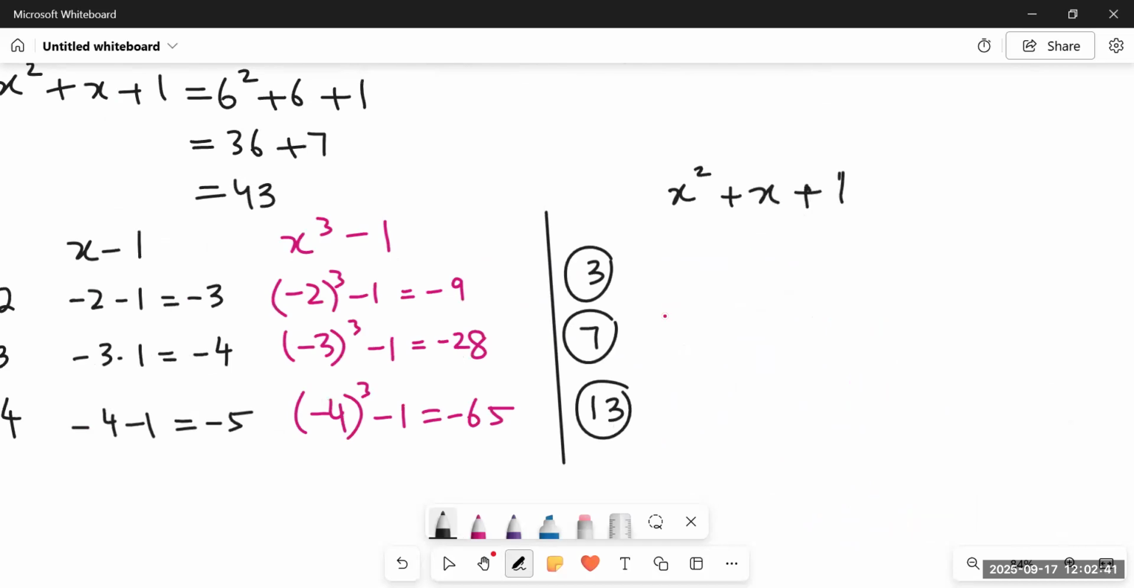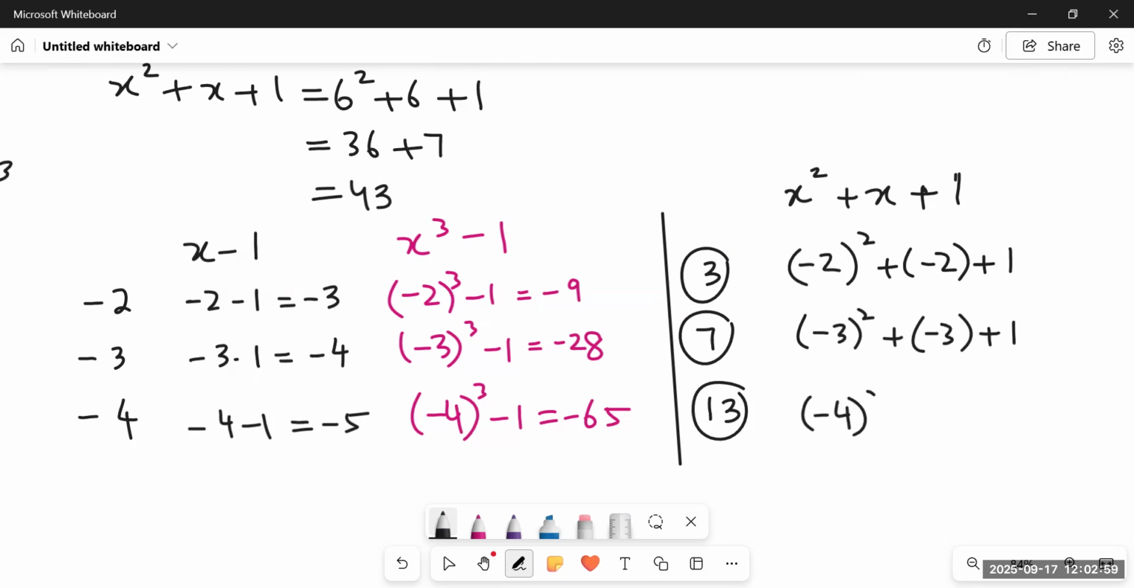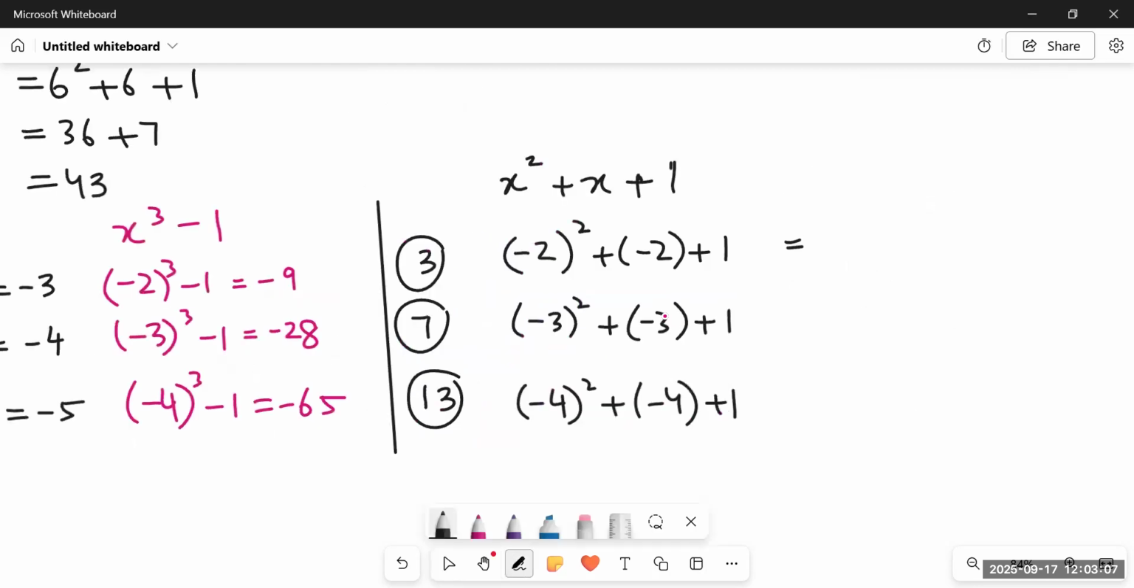Here we have x square, where the value of x was minus 2. So it would be minus 2 to the whole square plus minus 2 plus 1. Here we have minus 3 to the whole square plus minus 3 plus 1. Here we have minus 4 to the whole square plus minus 4 plus 1. So in the first one, it's going to be 4 minus 2 plus 1. Here it's 9 minus 3 plus 1. Here it's 16 minus 4 plus 1.